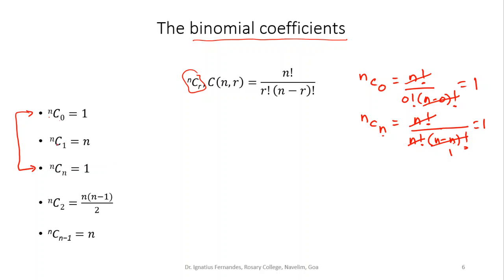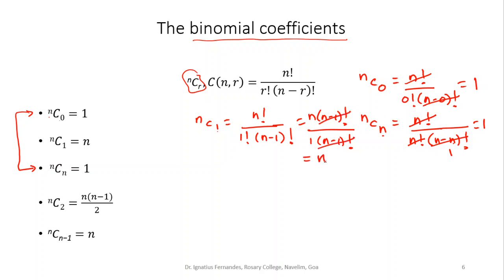The same way nC1. If I have to find out nC1, it is n factorial upon r is 1 here, 1 factorial into n minus 1 factorial. And we know that n factorial is n into n minus 1 factorial, the reduction formula. 1 factorial is 1, into n minus 1 factorial. So this n minus 1 factorial cancels, and I'll get n. That's how I get n. The same way nC(n minus 1) is equal to n.